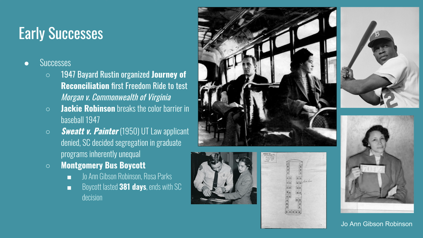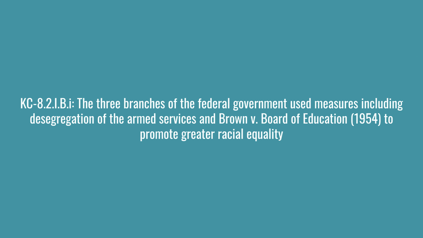The black community of Montgomery, Alabama made up 70% of the ridership of the public transportation system, and they were fed up with the discrimination against them. They found other means of transportation until the city and the Montgomery Transportation Authority were willing to integrate the buses. A decision from the Supreme Court ultimately sided with the boycotters in Browder v. Gayle. The second key concept of the lecture says the three branches of the federal government used measures including desegregation of the armed services and Brown versus the Board of Education in 1954 to promote greater racial equality.